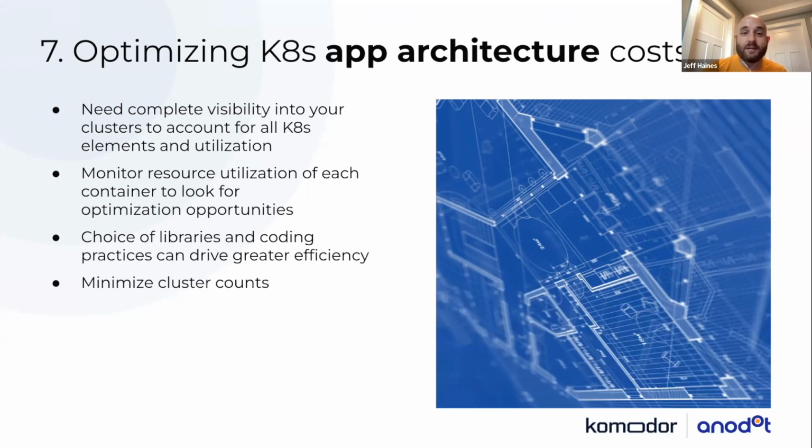Examples of some application-level optimizations include choosing between single and multi-threading, leveraging a more cost-effective operating system, and taking advantage of multiprocessor architectures like x86 and ARM64. And finally, minimize your cluster counts when you can.